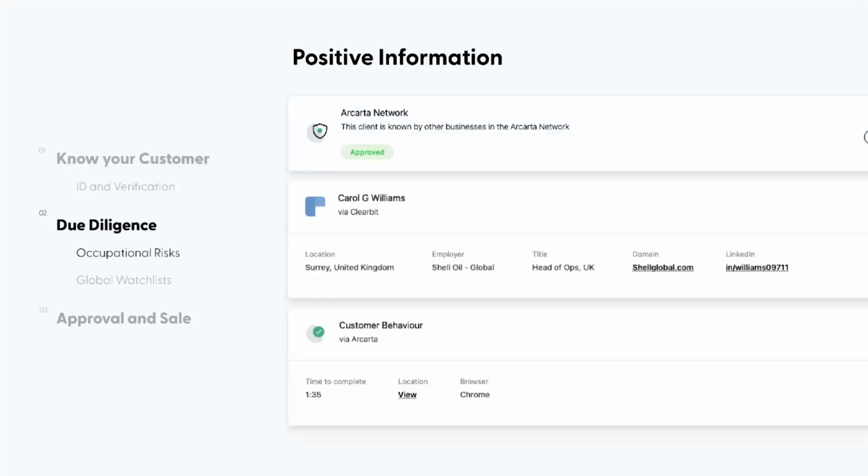Then, once you have confirmed your client's identity, the next step is to assess the risks involved in transacting with them. In this stage, we look at several key factors. These include occupational risk. In our Arcarta report, we have classified it as positive information, as you can see in the report. This means assessing the client's occupation and any risks tied to that, meaning that you need to understand where your client's money is coming from before transacting with them.